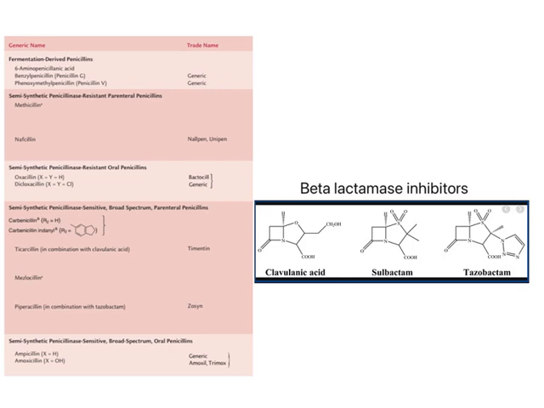Next, see, this is a general classification. See, benzyl penicillin, penicillin G, penicillin V. These two are natural penicillins. Now, the rest are all semisynthetic penicillins. In semisynthetic penicillins, penicillinase resistant parenteral penicillins are methicillin, nafcillin. Now again, penicillinase resistant oral penicillins are oxacillin, dicloxacillin.